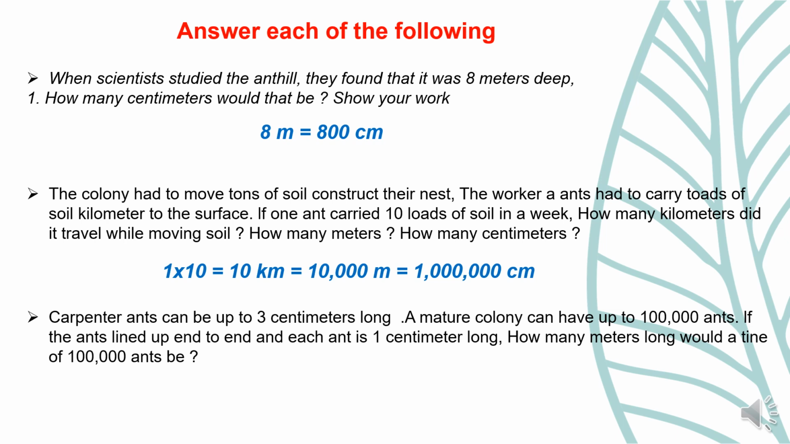Carpenter ants can be up to 3 centimeters long. A mature colony can have up to 100,000 ants. If the ants line up end to end and each ant is 1 centimeter, how many meters long would a line of 100,000 ants be? Okay, here we have a line and each ant is 1 centimeter. So 1 times 100,000 ants is 100,000 centimeters. Let's convert it into meters. From the smallest unit to the biggest unit, we cancel 2 zeros from 100,000. That means 1,000 meters.